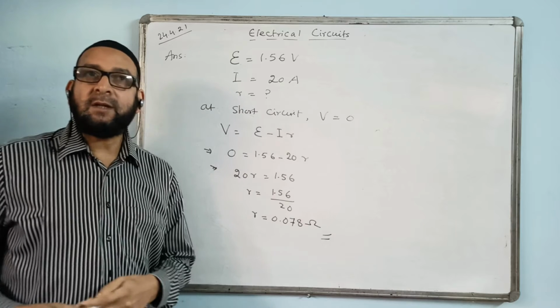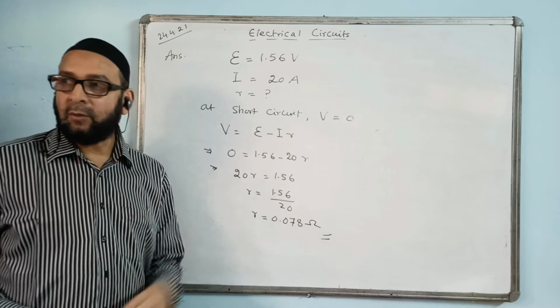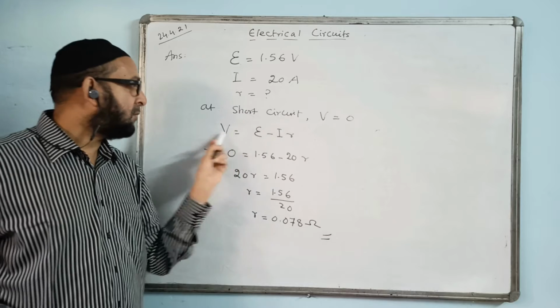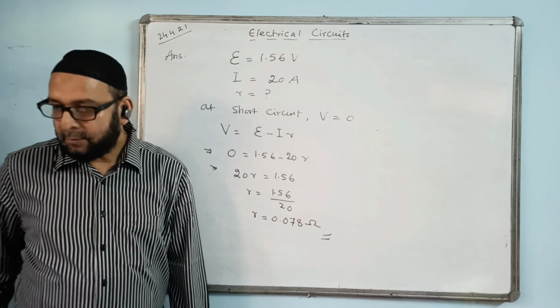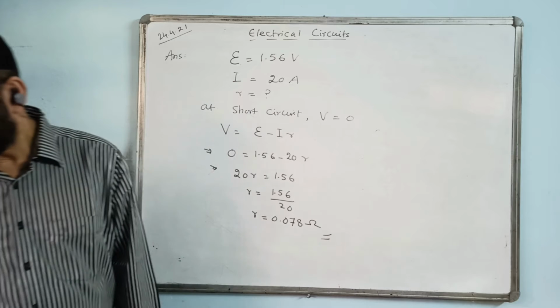We got the idea of short circuit. Short circuit time terminal voltage is 0. That is V value will become 0. So V value put 0 and find answer. Okay. Now the next question.